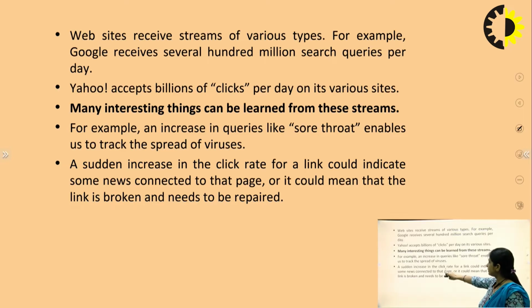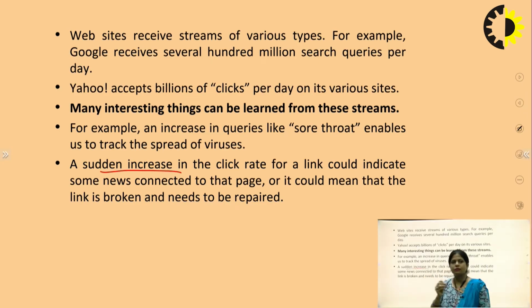A sudden increase in the click rate for a link could indicate some news connected to that page, right? Or it could mean that the link is broken and needs to be repaired. But yes, if there is a sudden increase in a few of the parameters, a few of the queries, then it could be an alarming situation as well. For example, a COVID situation, right?